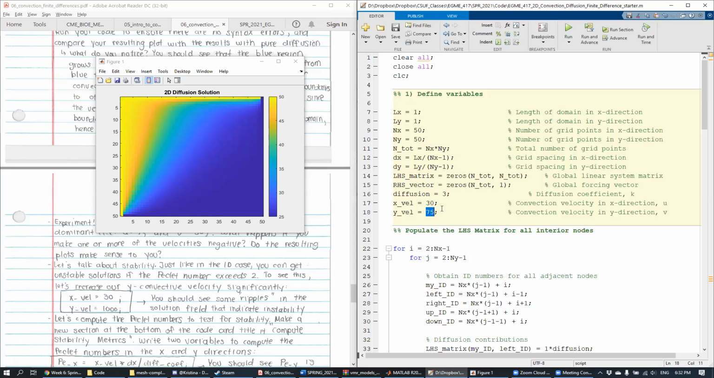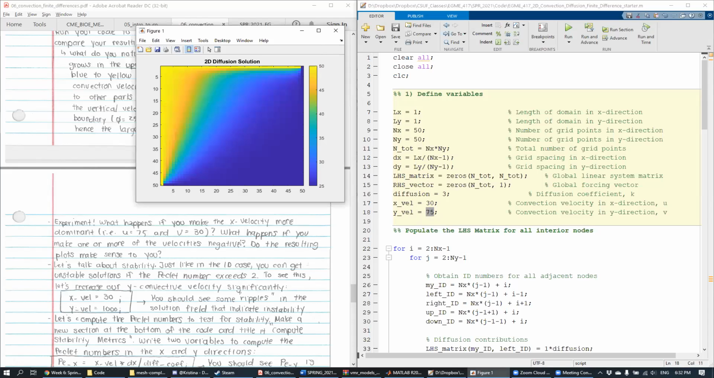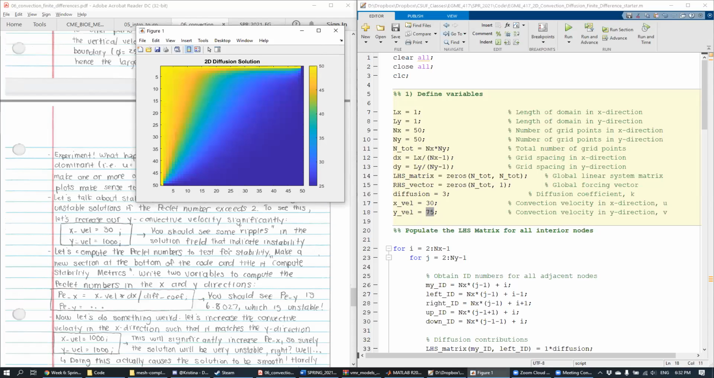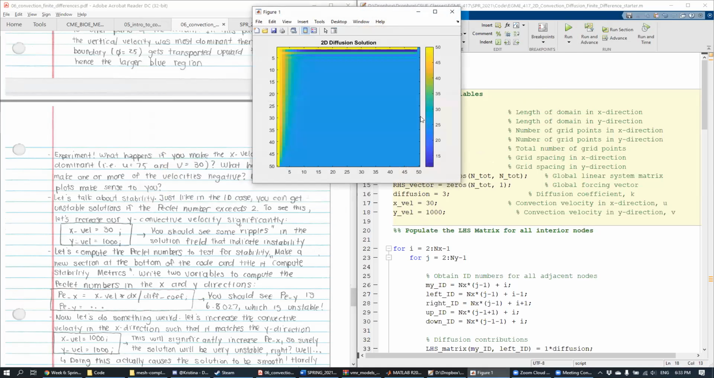Okay. And so the first thing that you should do whenever you get a working code like this is to try to break it as soon as possible, right? So that's always the fun thing. And so let's see if we can get an unstable solution, right? And so remember, we get an unstable solution if we increase the velocity by a strong amount. So let's change this y velocity here to 1,000. Okay. And so with this, our Peclet number will almost certainly be greater than 2. And what we should see is an unstable solution, right?